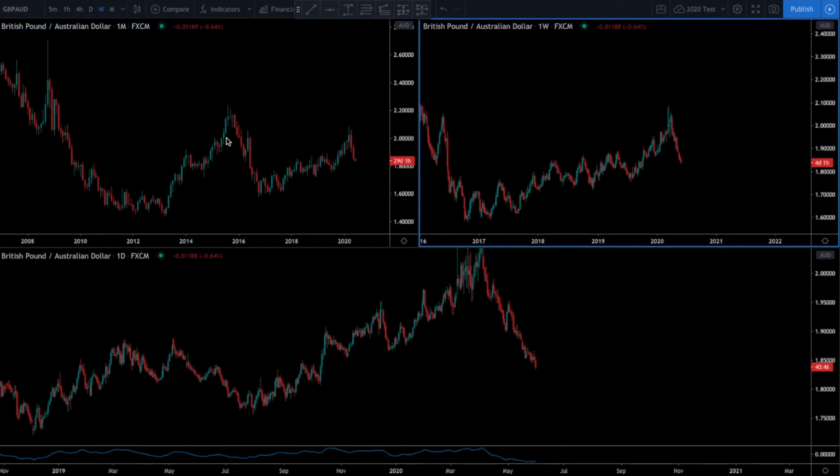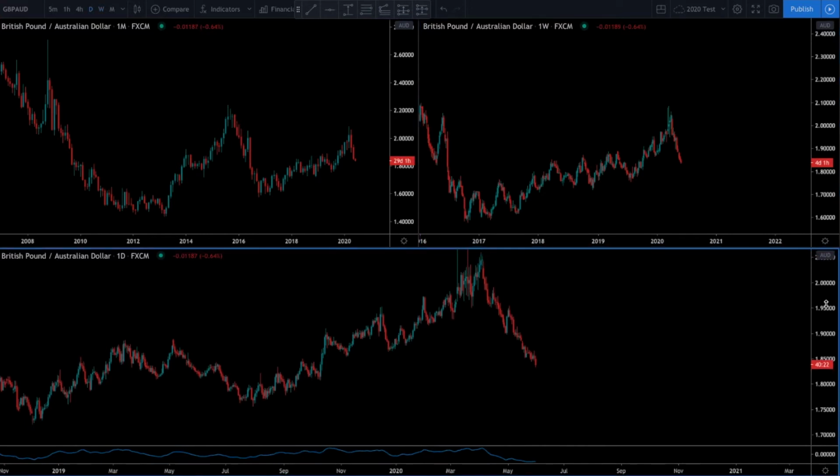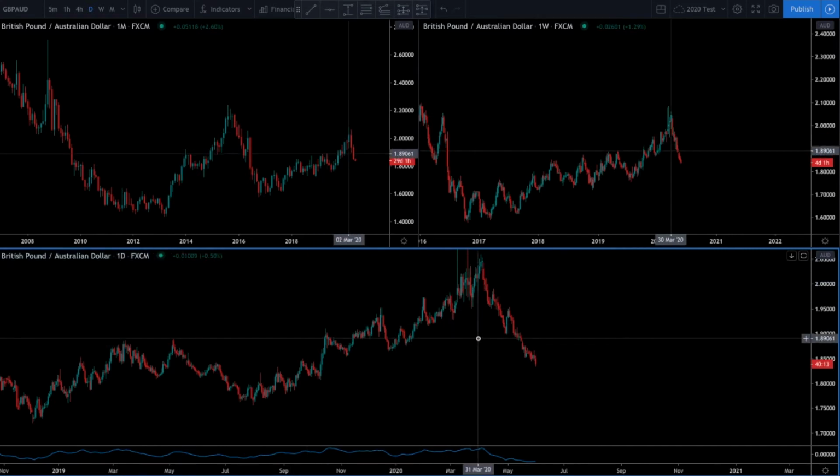So today I'm going to show how I draw in support and resistance lines on my charts for technical analysis. I mainly trade currencies. This is the pound Australian dollar. I have three different time frames here that I use when drawing in my lines. This is the monthly, the weekly over here, and then the daily down here.